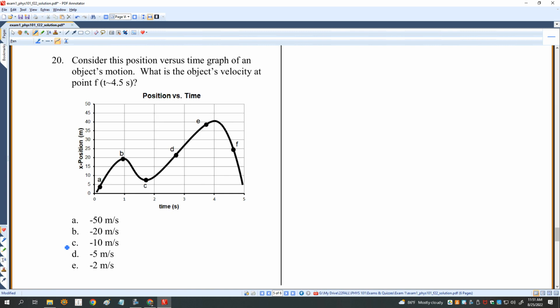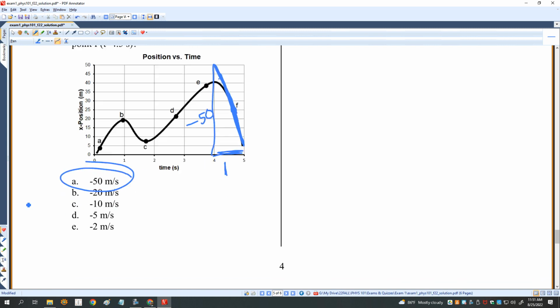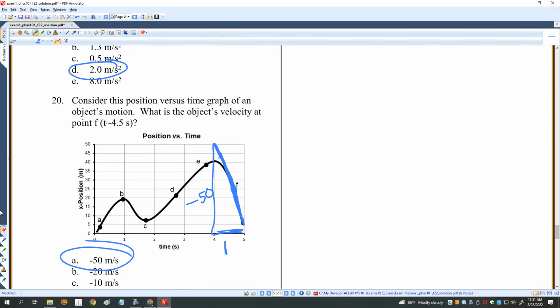And consider this position versus time graph. What is the object's velocity at 4.5 seconds? All right, so I'm going to draw the best tangent line that I can. Yours might look a little bit different, but you're going to get an answer that's close. The rise for that is minus 50. The run is 1. Actually, it's minus 45, but the only answer close to that is minus 50. All right?